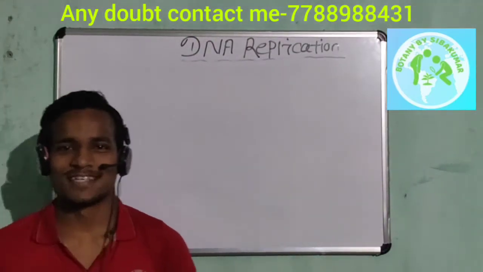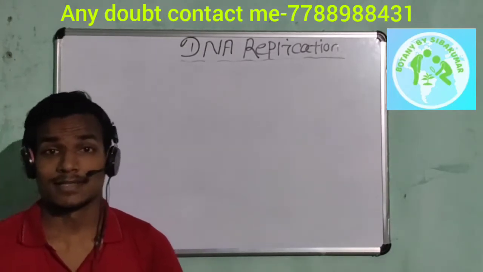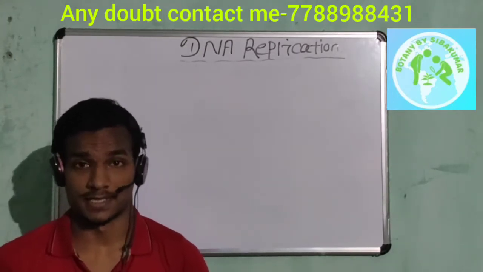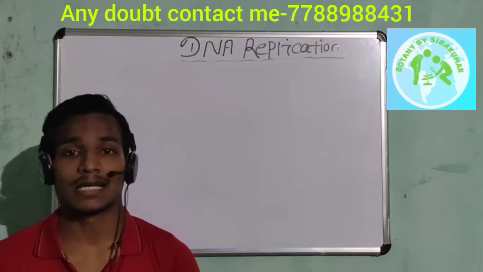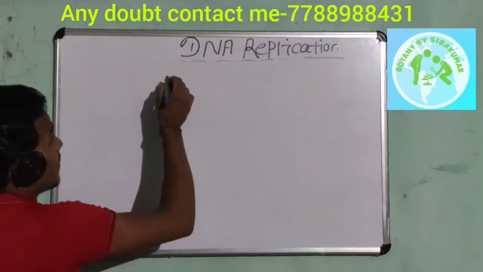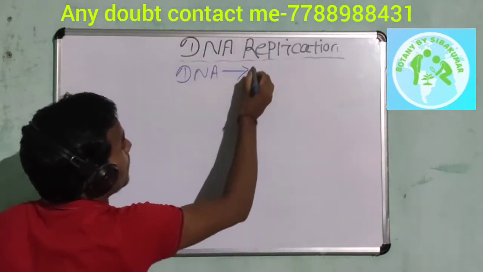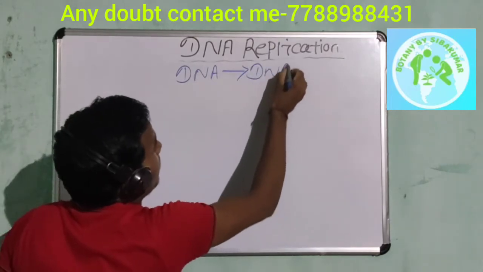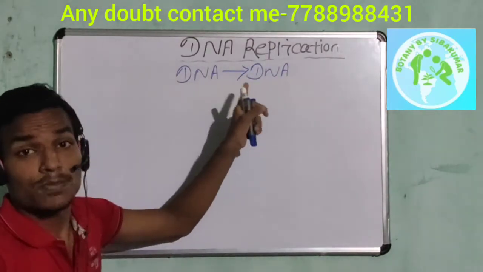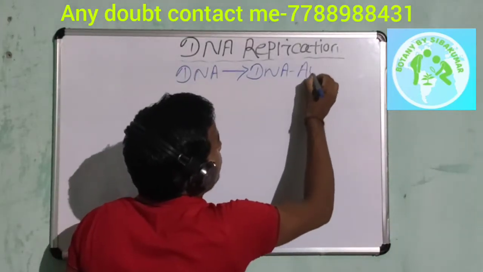Students, in this class I will discuss DNA replication. What is DNA replication? DNA replication is the process by which a DNA molecule makes its identical copy. That means if a DNA can form its own copy, this is known as DNA replication. And this function of our DNA is known as autocatalytic function.